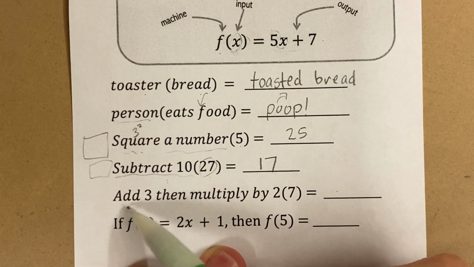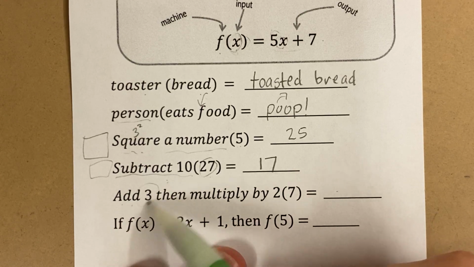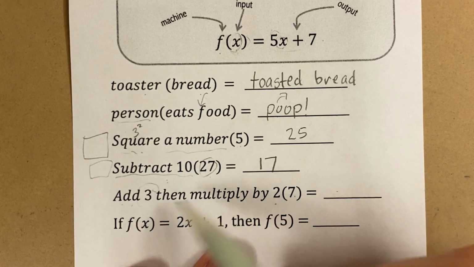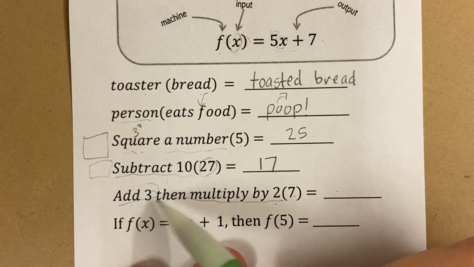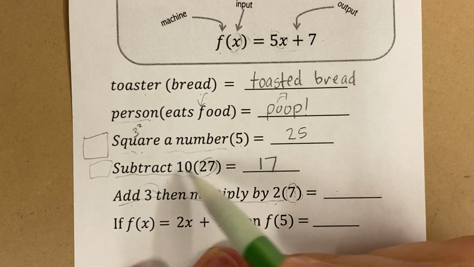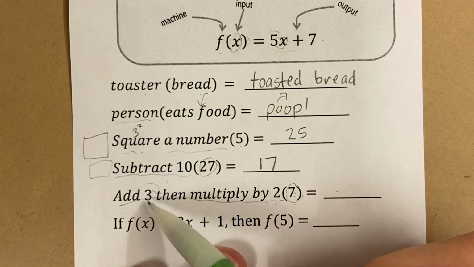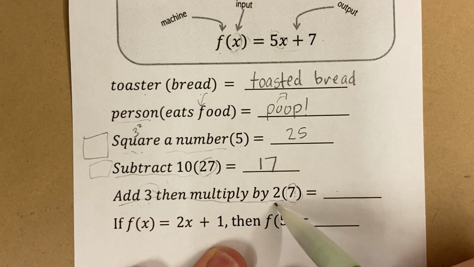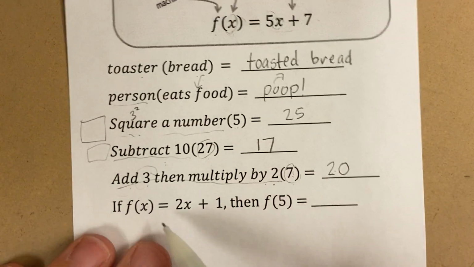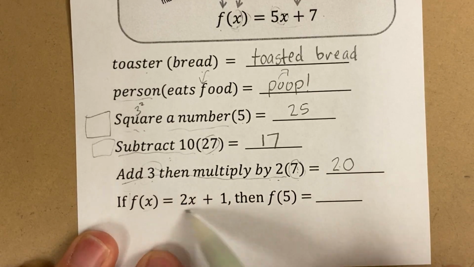What if my machine says, I'm going to take a number, add 3, then multiply by 2? Okay, well, what if I put in, look, here's my machine. My machine adds 3 and then multiplies by 2, and I'm inputting a 7. So I'm going to put my 7 into my machine. First it adds 3. 7 plus 3 is 10. Then it multiplies by 2. So I get 20.